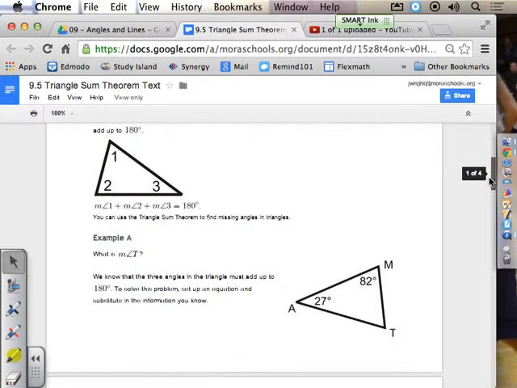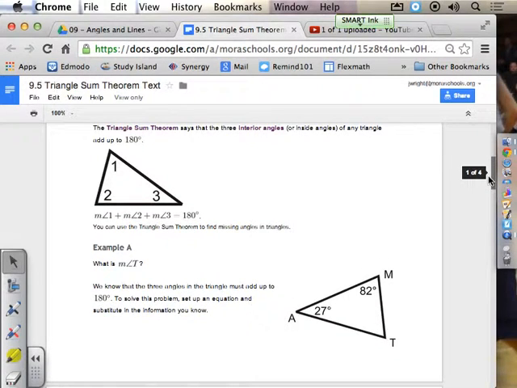For example, if we know angle A is 27 degrees here, and angle M is 82 degrees, and we want to find the measure of angle T, we could set up a little equation, which would be 82 plus 27 plus T equals 180 degrees. Okay?